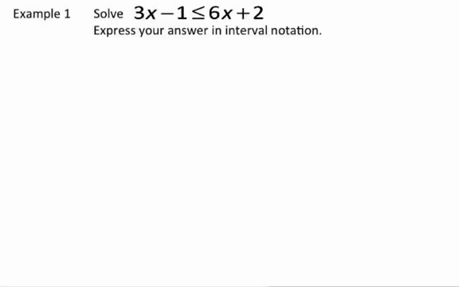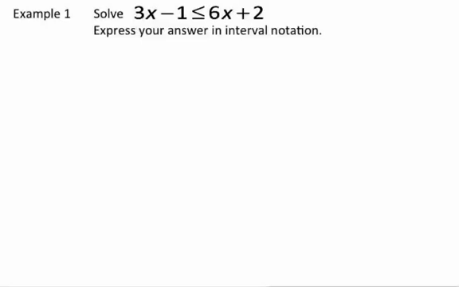Solving inequalities starts out very similar to solving equations. We need to get the variable isolated. That is, we need to get it on one side of the equation, well, in this case, the inequality. Now you'll notice I've got variables on both sides as well as constants on both sides, so we need to do a little bit of manipulation.